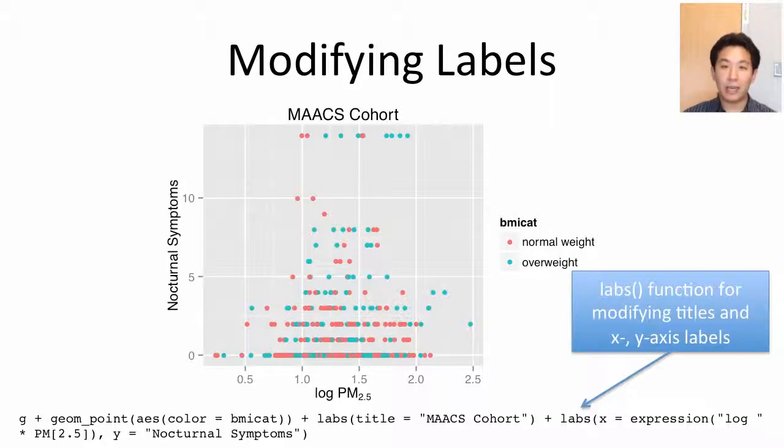For the labels, I set the title to be MAX cohort because that's where the data come from. This is the MAX study. I've set the x label to be this expression, which is log PM2.5, and I used the mathematical annotation that we talked about previously to get that 2.5 subscript on there. And then I set the y label to just be nocturnal symptoms. So now it looks a little bit cleaner. The plot has more appropriate labels on it.